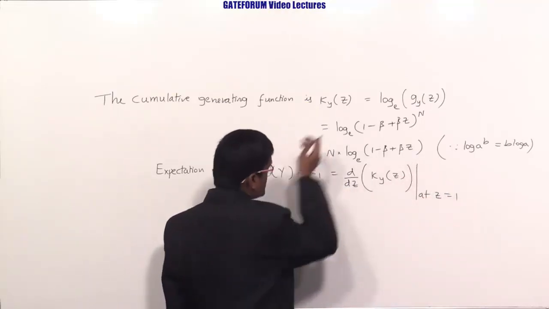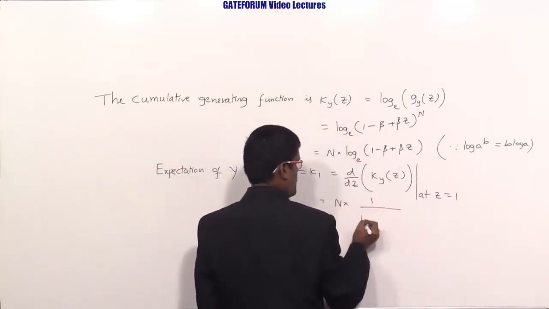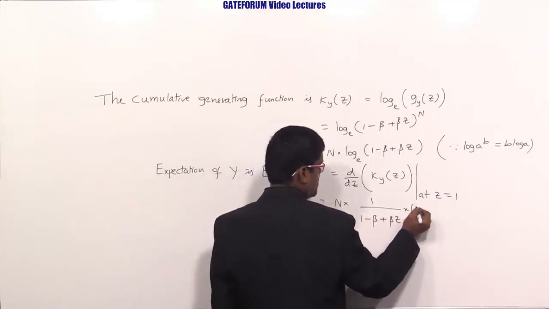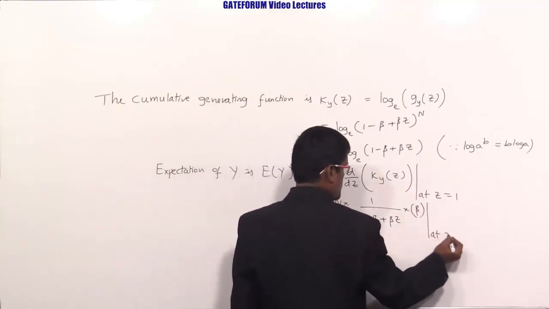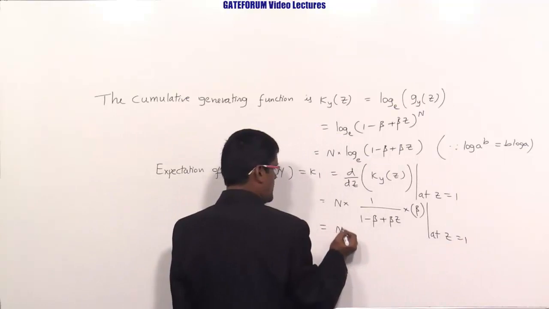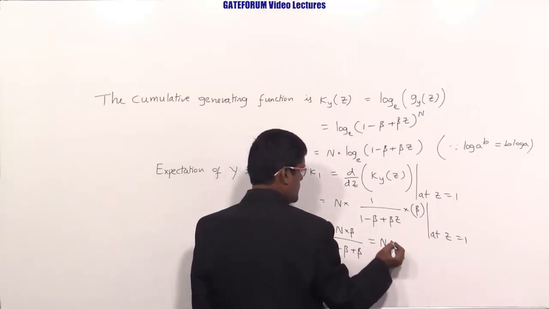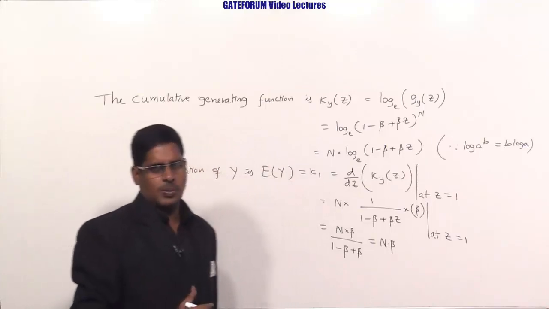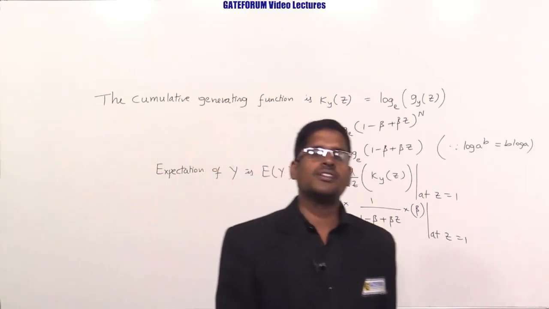So what is the derivative with respect to z? Beta is a constant, so n into 1 by (1 minus beta plus beta z), times the derivative with respect to z, where the beta z derivative is beta and the constant 1 minus beta gives 0. Then at z equal to 1, this simplifies to n into beta in the numerator, over denominator 1 minus beta plus beta times 1. So this simplifies to capital N into beta. So the answer is capital N into beta, that is the expectation of y, the mean of y. Accordingly the option is B. This is the end of the question.